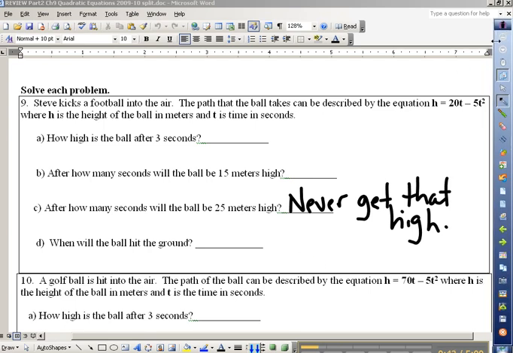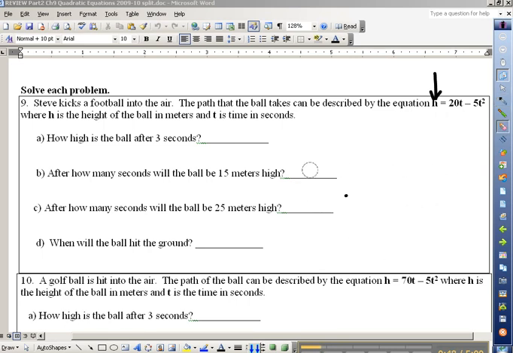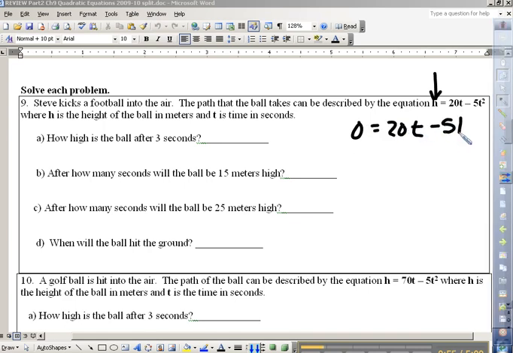When will the ball hit the ground? What is true of ground level? H equals 0. That's right. So let's plug in 0 for our H. 0 equals 20t minus 5t squared. And the thing I like about this is I see a GCF. What's your GCF?